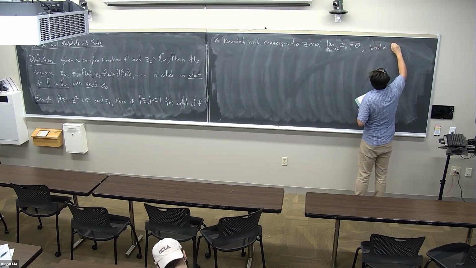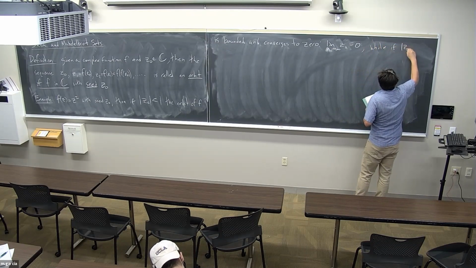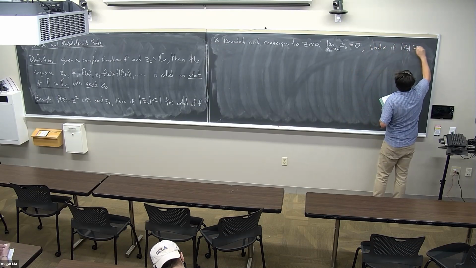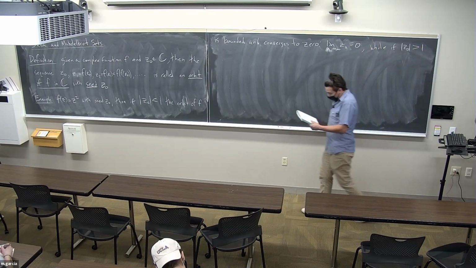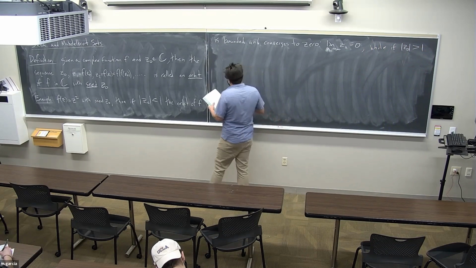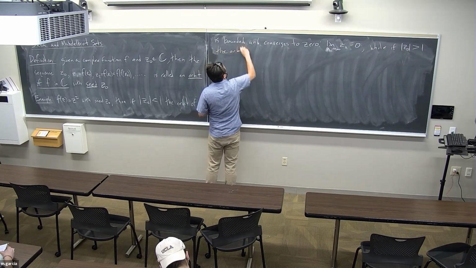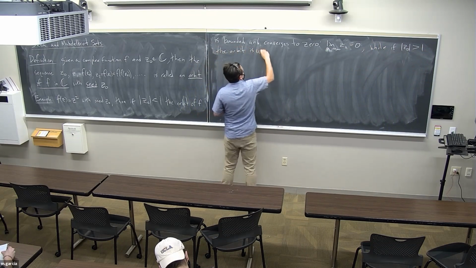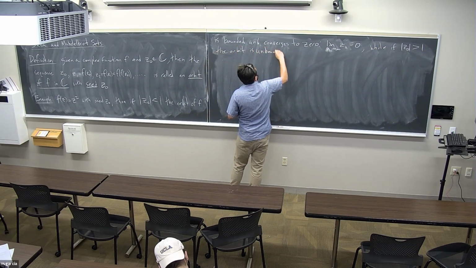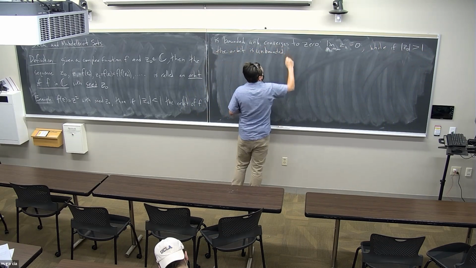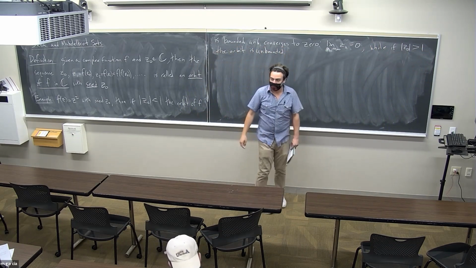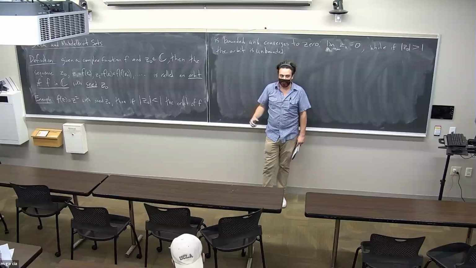While if the modulus of z naught is strictly greater than 1, the orbit is unbounded. That also makes intuitive sense. I take something larger than 1 and keep squaring it, it's just going to get larger and larger.